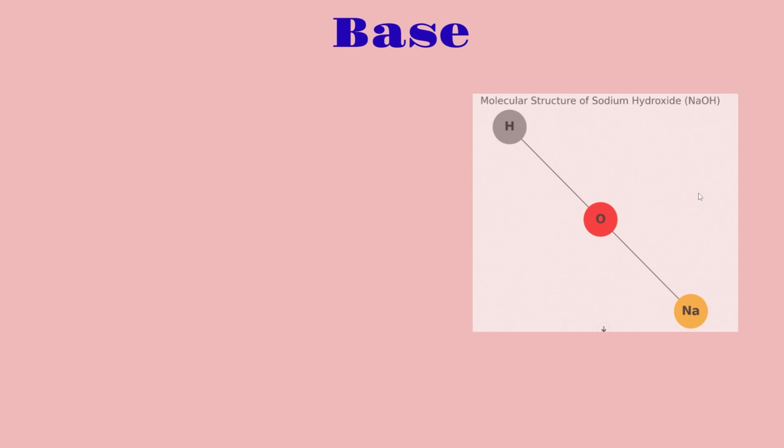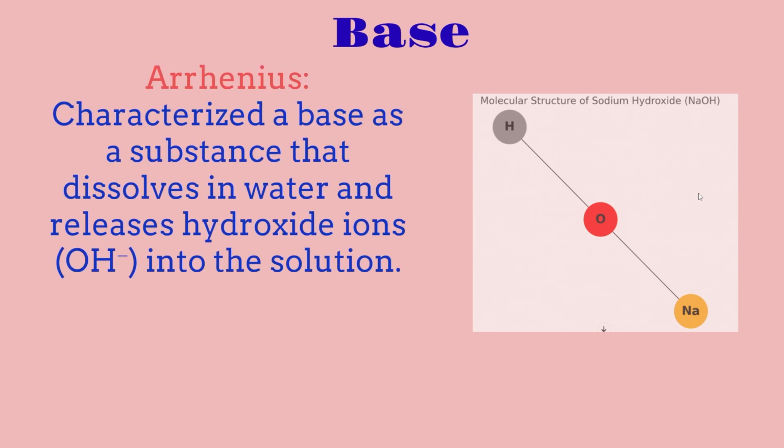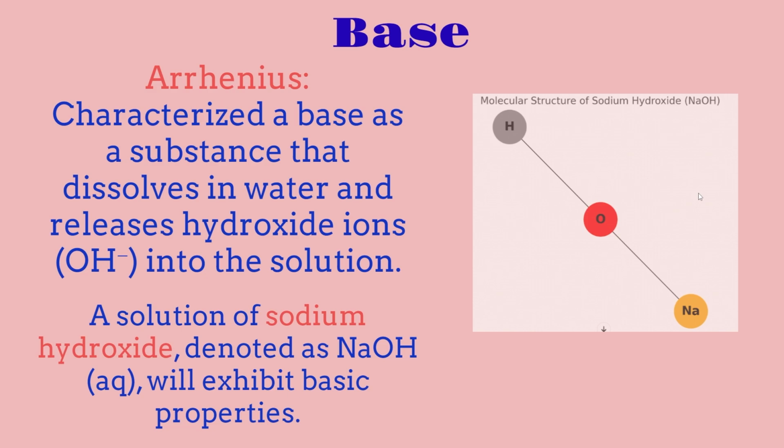Now we're going to talk about bases. So in our last video we talked more about acids and Arrhenius and what he said about acids, so that's why today we're going to talk about bases. So Arrhenius categorized a base as a substance that dissolves in water and releases hydroxide ions, which is OH-, into the solution. And a solution of sodium hydroxide, for example, denoted as NaOH, will exhibit basic properties.